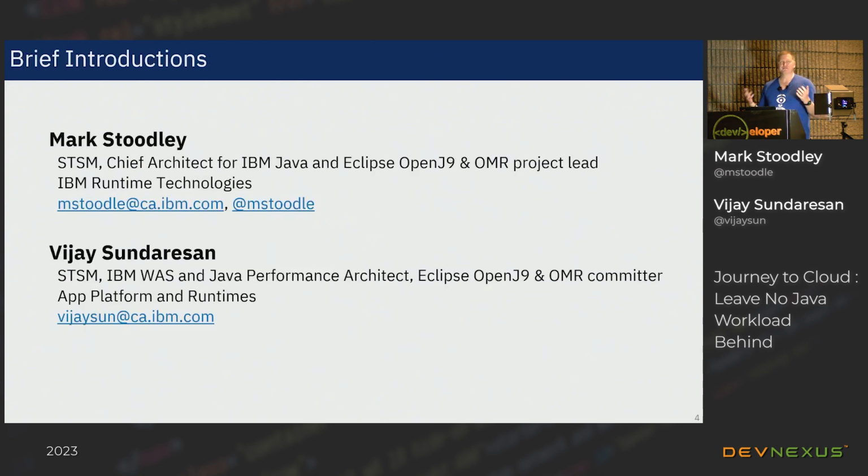So just a brief introduction. My name's Mark Stoodley. I'm a senior technical staff member and the chief architect for IBM Java. So I oversee a team on 3 different continents that develops IBM Semeru Runtimes. Vijay, my colleague here, is also a senior technical staff member, and he is the IBM WAS and Java perf architect. We both work at the open source projects OpenJ9 and OMR, which will come up a little bit briefly later in the talk.